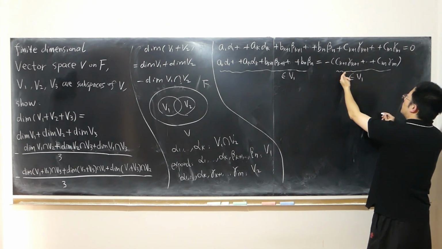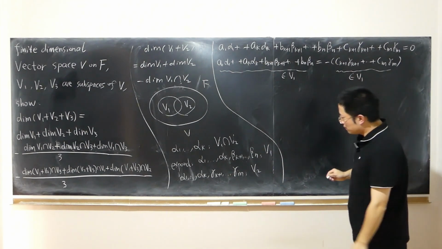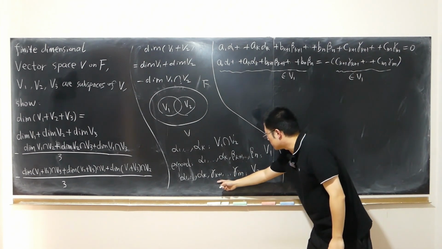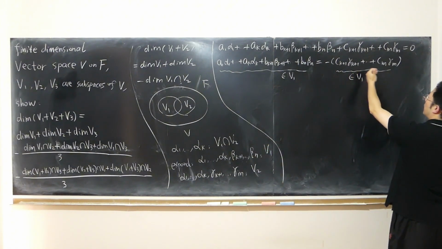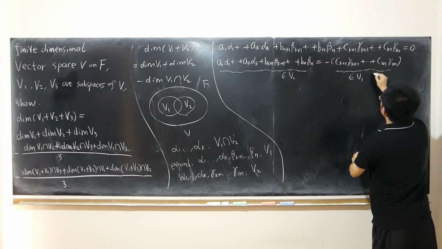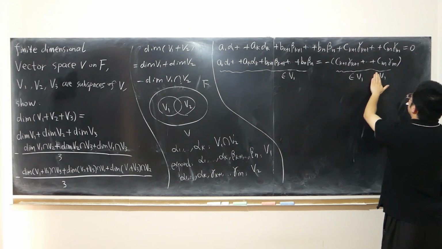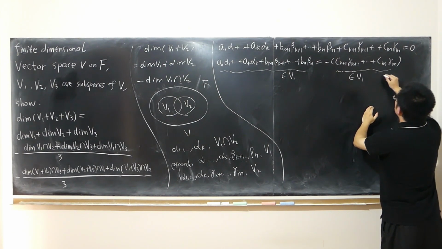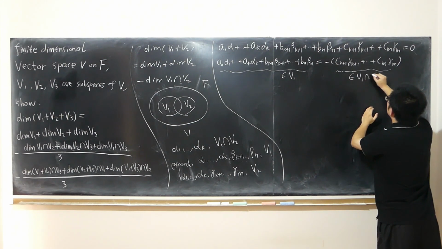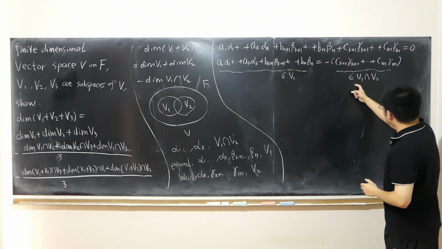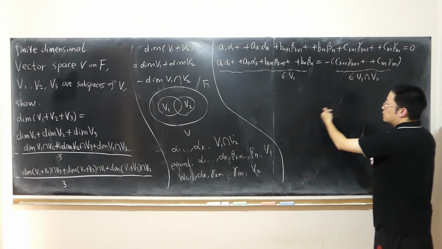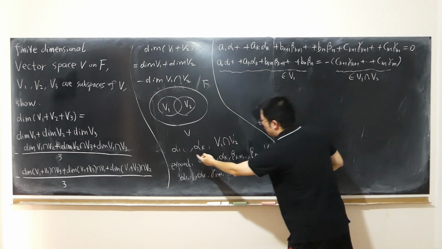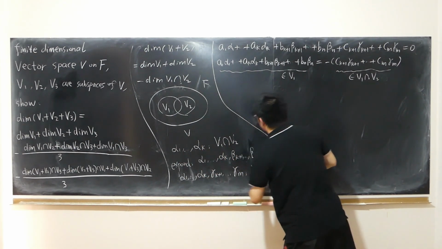Also, here is a linear combination of the gammas. The gammas are part of the basis of V2, so their linear combination has to belong to V2 as well. So together they belong to V2 as well, so it belongs to V1 intersect V2. Like I said, a basis of V1 intersect V2 is the alphas.